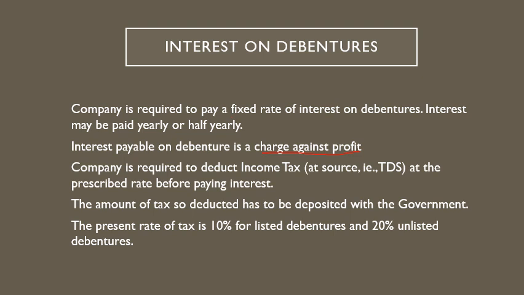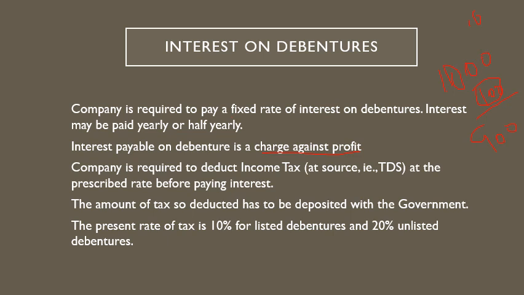So if a debenture holder is bound to get 1,000 rupees as interest, and if 10% tax is to be paid on these debentures, the tax will be 100. So the company will distribute only 900 rupees to the debenture holder, and this tax amount, that is 100 rupees, will be paid by the company to the income tax department. That's the case of tax deduction in the debenture interest. And the amount of tax deducted has to be deposited with the government, I mean with the tax department.